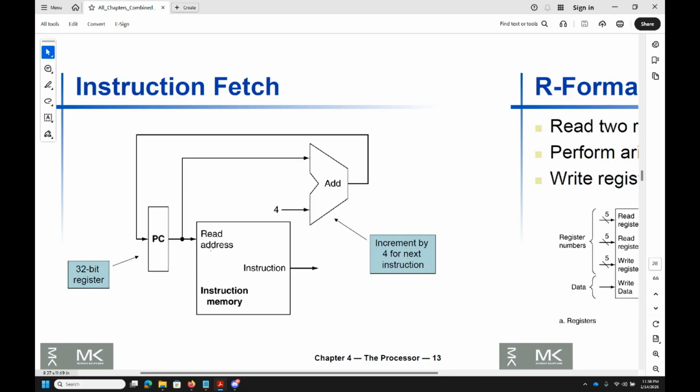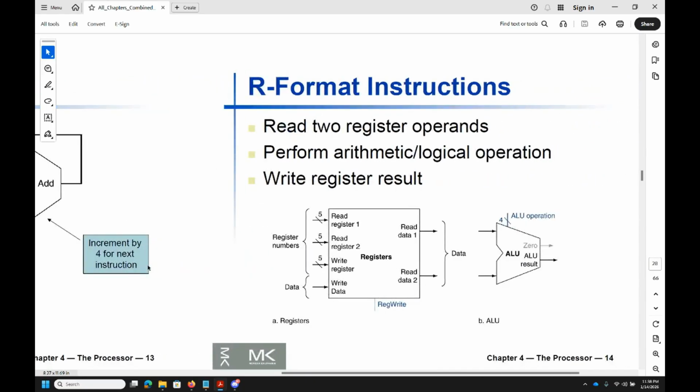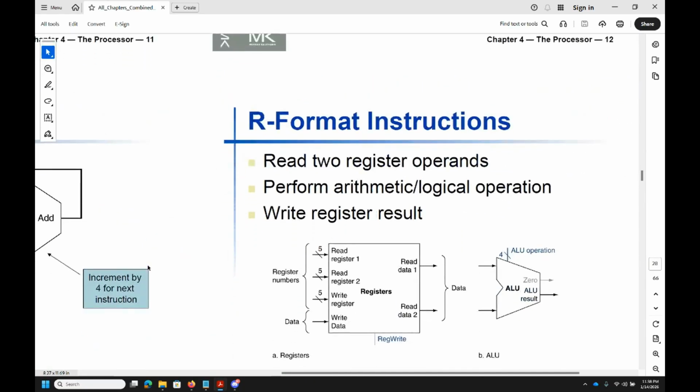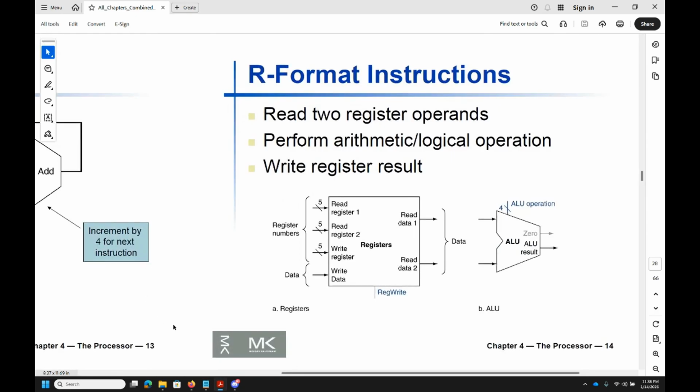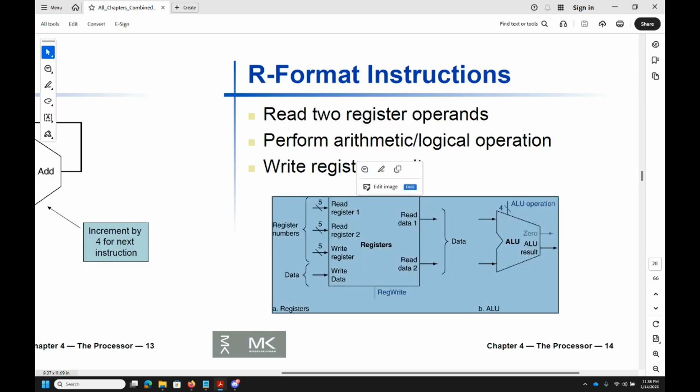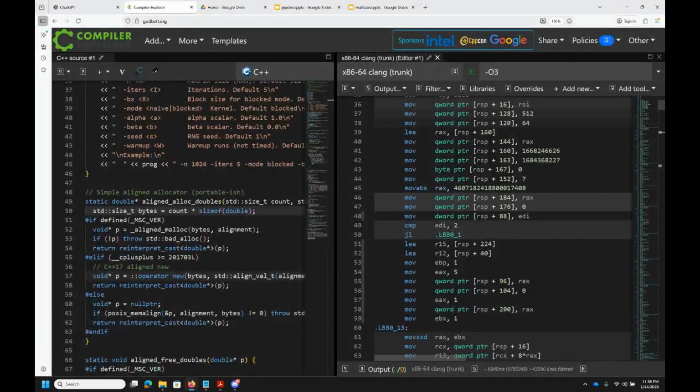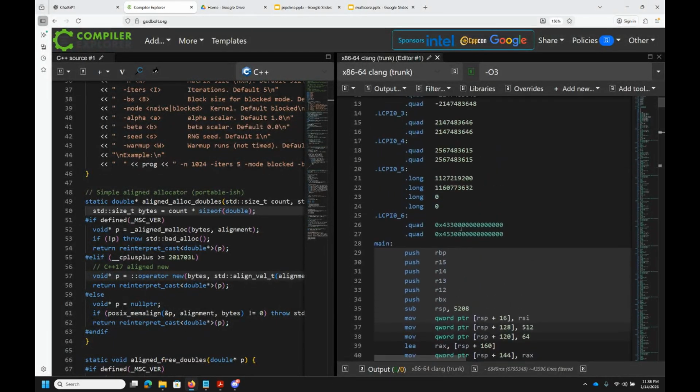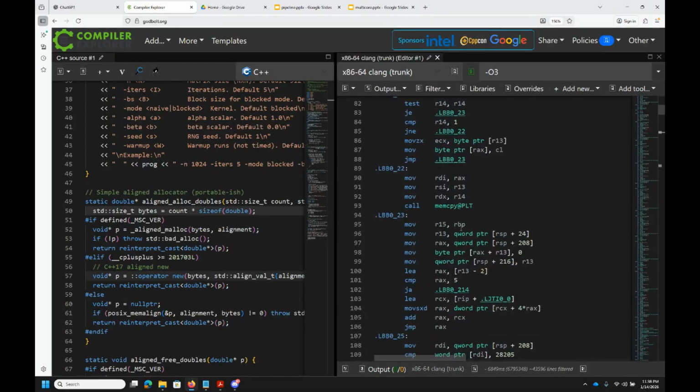So you do an instruction fetch, where you have to get the next instruction from the top. Now you have multiple ways that you can fetch instructions. There are R format instructions, which read two registers, perform arithmetic, and write the result. R format would be something like, let's see here.